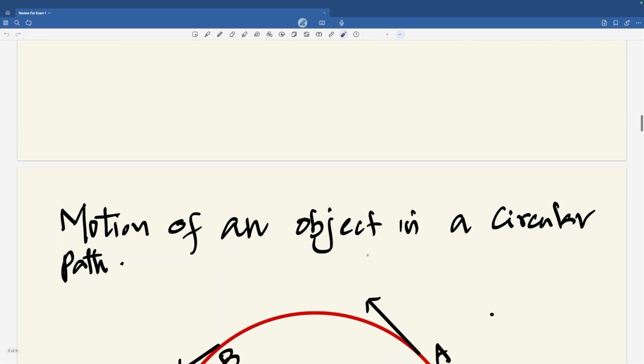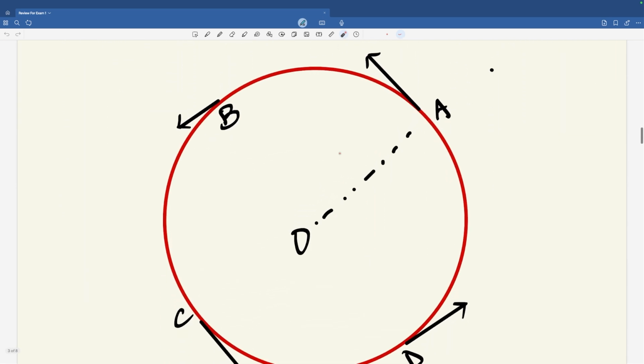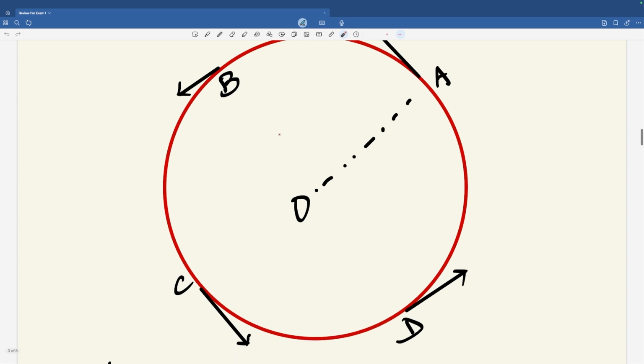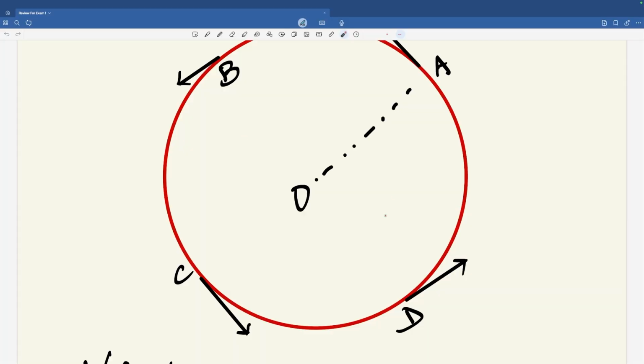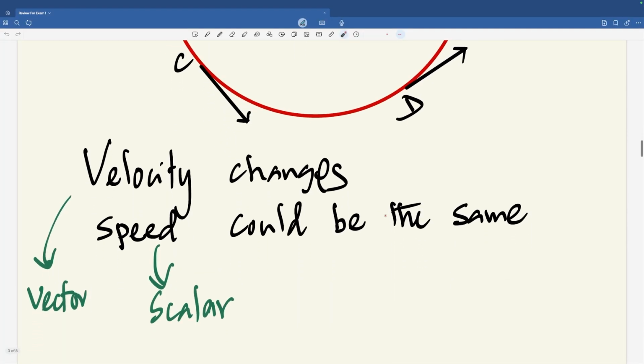So here's the diagram I've drawn. Assuming that you are rotating it in the counterclockwise direction, the direction of the velocity at each point is along the tangent that you draw. So when you look at the diagram, you see that since the tangent is in different directions at A, B, C, and D, that obviously means that the direction is continuously changing. That means even though the speed is a constant, velocity changes, because speed is a scalar and velocity is a vector.